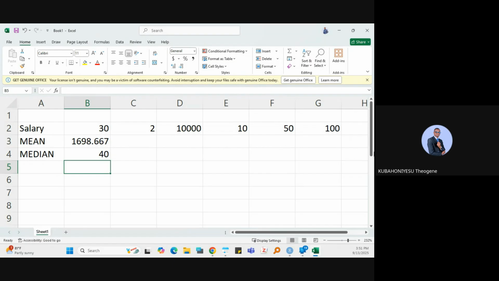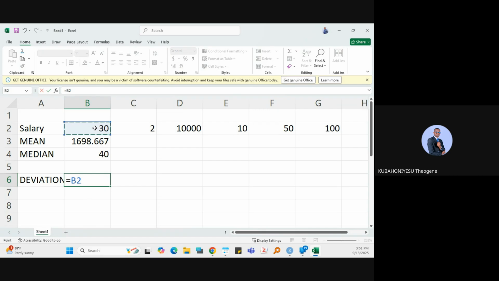Now, if I take this value, what we call the variation or deviation, let me call it deviation. What does deviation mean? The mean is 1,600 something. So how far are you from the mean? You are negative, which means you are below the mean. So now what I do is subtract the mean from each and every person. Here.